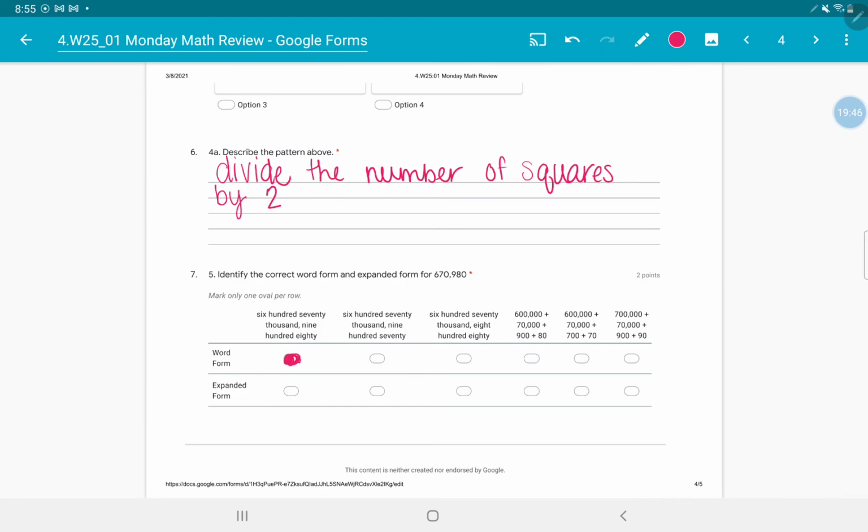670,980. How do I put that into expanded form, Caden? 600,000. Jacob, please stop. 600,000 plus 70,000. Then what did you say? Very good. 600,000 plus 70,000 plus 900 plus 80. It's the first choice there. All right, questions on today's daily math?